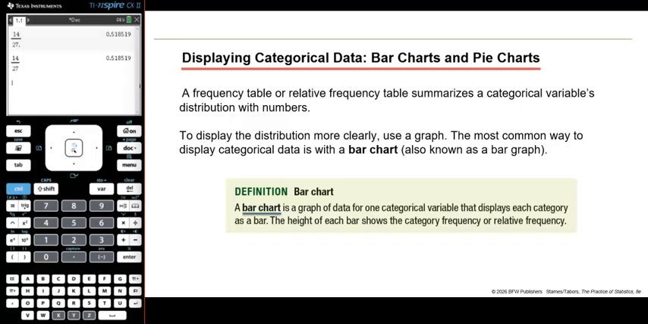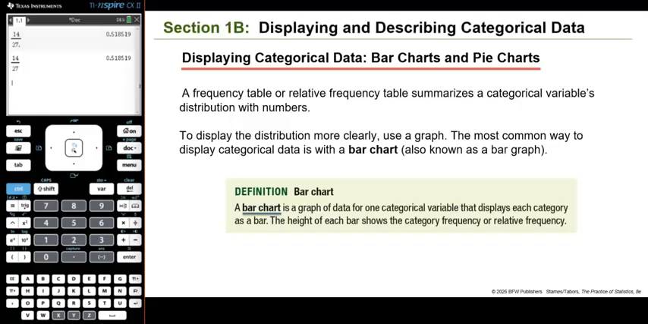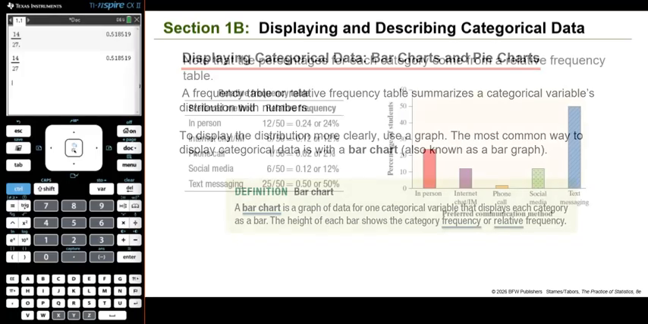A bar chart is a graph of data for one categorical variable that displays each category as a bar. The height of each bar shows the category frequency or the relative frequency. We tend to prefer relative frequency, but they do it both ways. Let's talk about bar charts, and we're going to get to pie charts too.